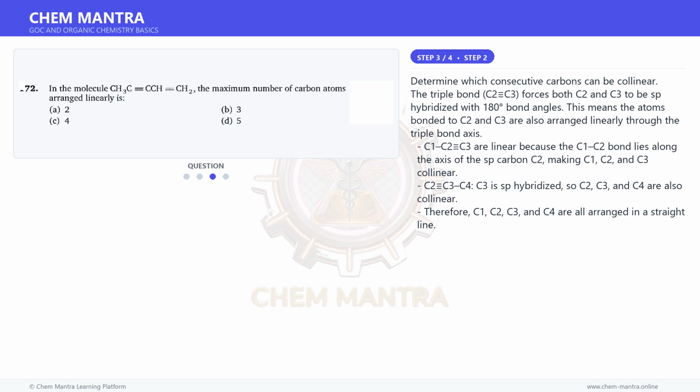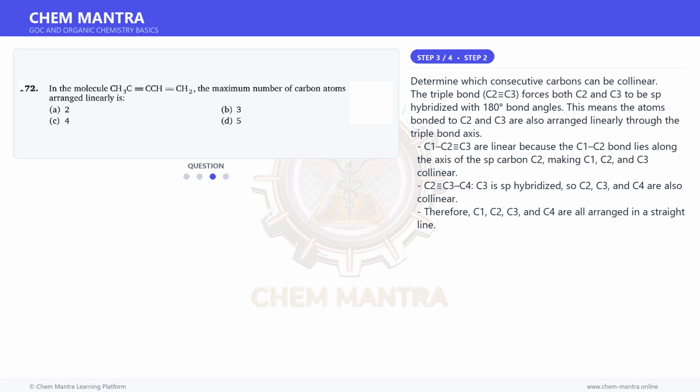Moving on to the next step. Determine which consecutive carbons can be collinear. The triple bond C2≡C3 forces both C2 and C3 to be sp hybridized with 180 degrees bond angles. This means the atoms bonded to C2 and C3 are also arranged linearly through the triple bond axis.